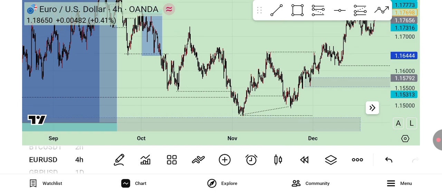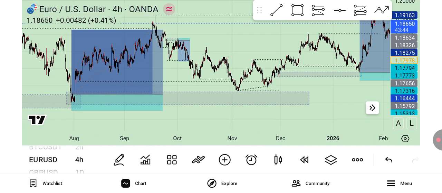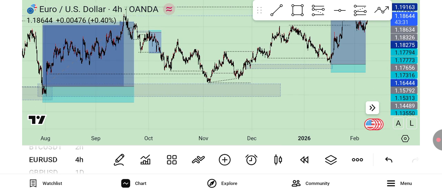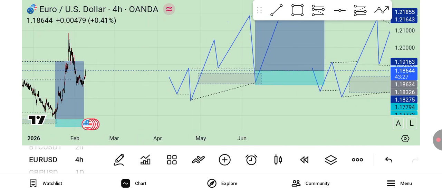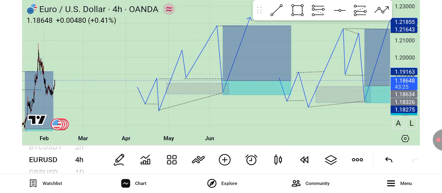So I think with this little, we should understand what structure is all about. And I want you to understand that there is difference between break of structure and change of character. Yes, there is difference between break of structure and change of character. Let me try and explain that.